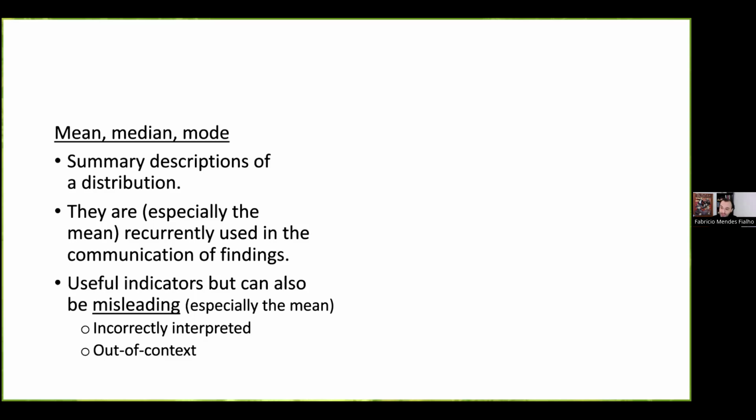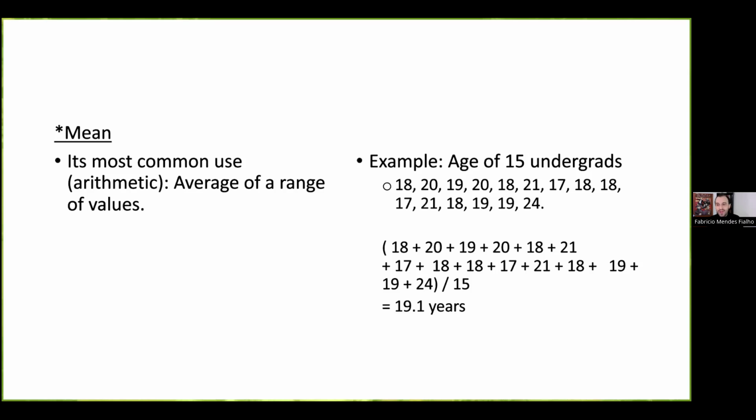They may be very useful because they are simple, and therefore easy to communicate, but they can be extremely misleading, especially the mean. They can be extremely misleading if they are incorrectly interpreted or used out of context. And again, the mean is the one that is most exposed to these risks. Let me go back to our student example to illustrate what the mean and median are.